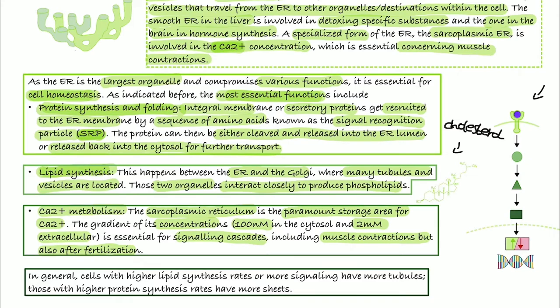There's a receptor which has a signal and then it activates a second messenger, this activates another second messenger, and this results in an up or down regulation of gene expression. Well, in general, if we have cells with higher lipid synthesis or more signaling, we have more tubules, and those with higher protein synthesis have more sheets. So the shape of the ER is determined by its predominant function.